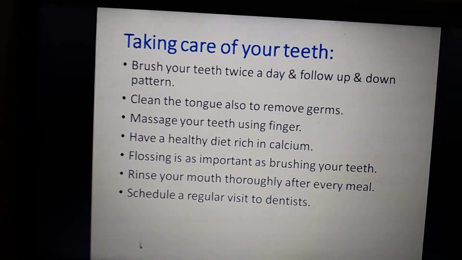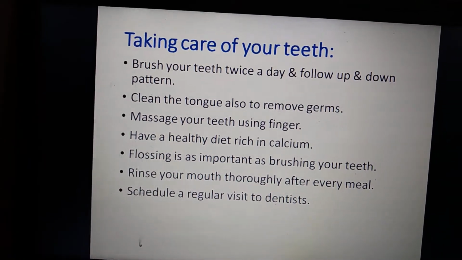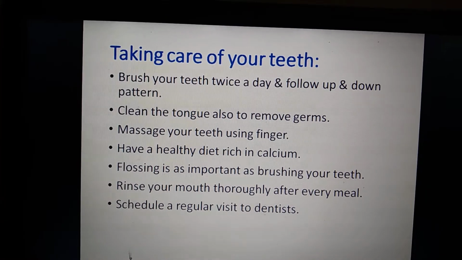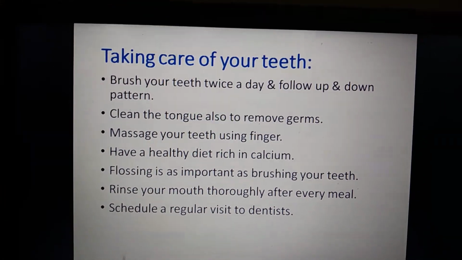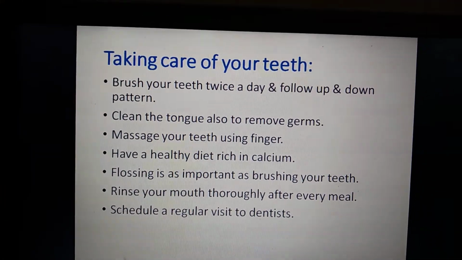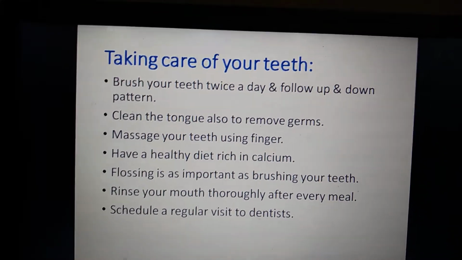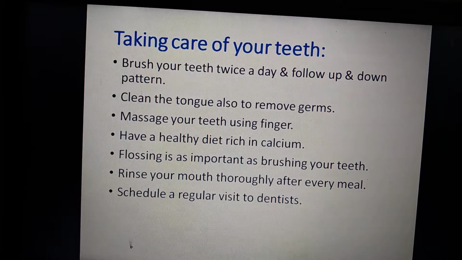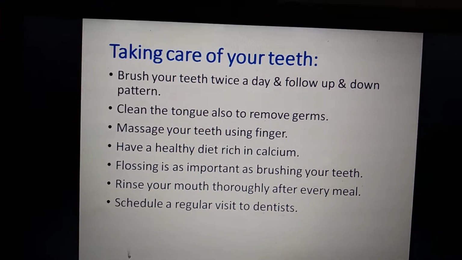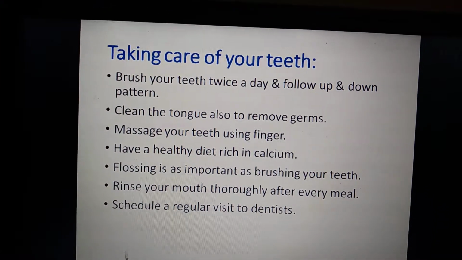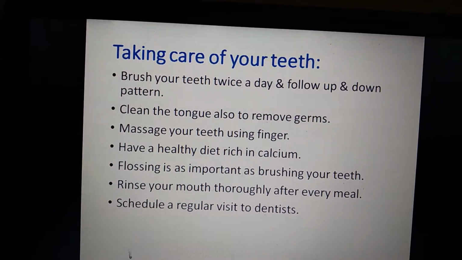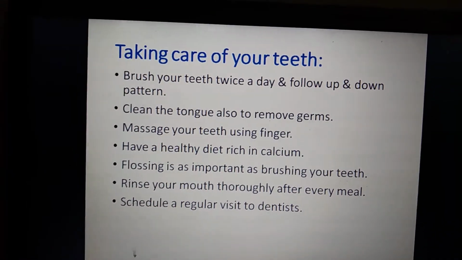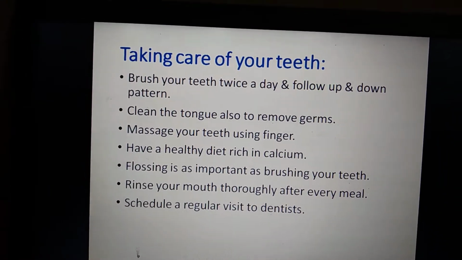To have healthy teeth, we have to take food rich in calcium. I have already mentioned that calcium is present in fruits and milk. So we have to consume a lot of milk to take care of our teeth. Also this calcium is very beneficial for gums. For gums also it will be very helpful.